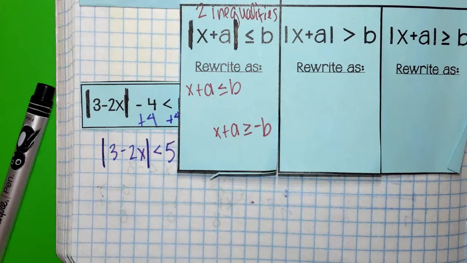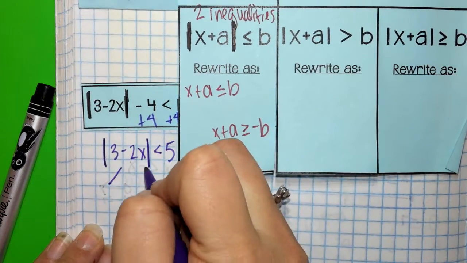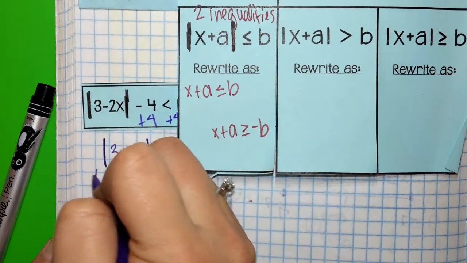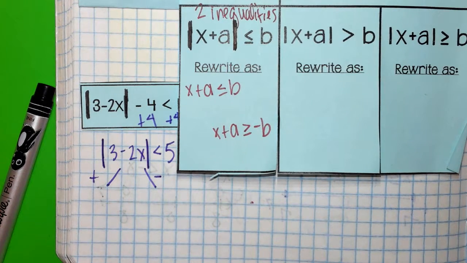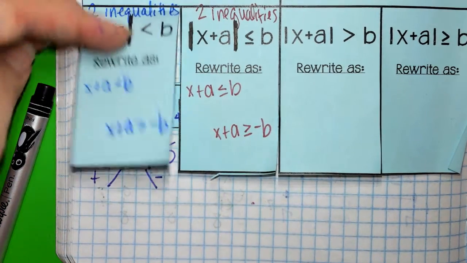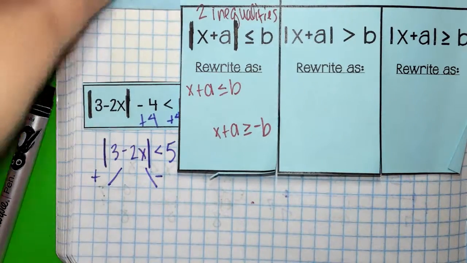All right, now we have to have how many answers? A what and a what? Positives and negatives. So please write your lines like this. Write your positive and your negative. And remember, this is under my flappy. I've lifted my flappy up.